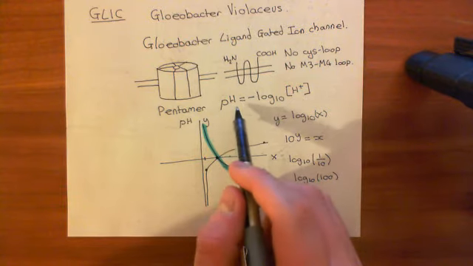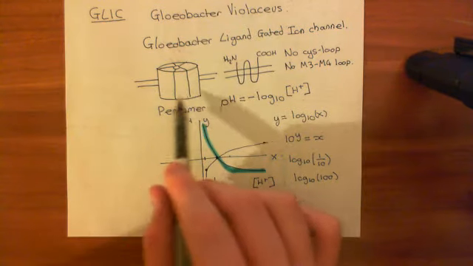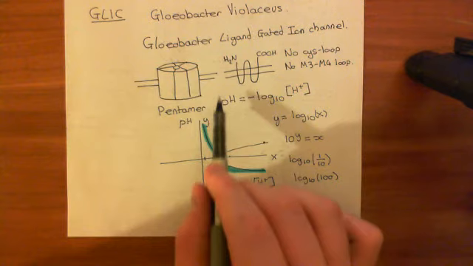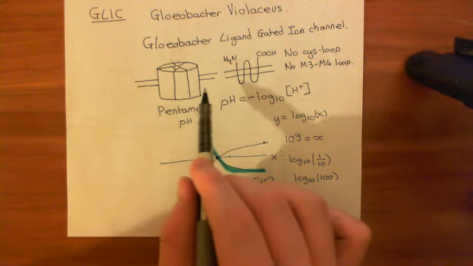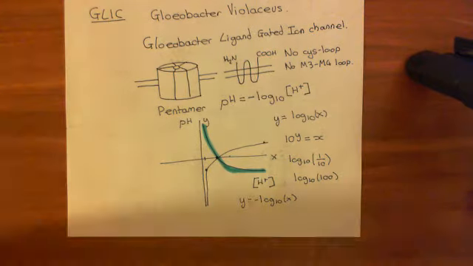So at lower pHs, you'll have a higher proton concentration. When pH is low on the intracellular aspect of this receptor, that means that proton concentration is high. That's what causes the GLIC channel to open. Okay, so that's a basic introduction to ELIC and GLIC.